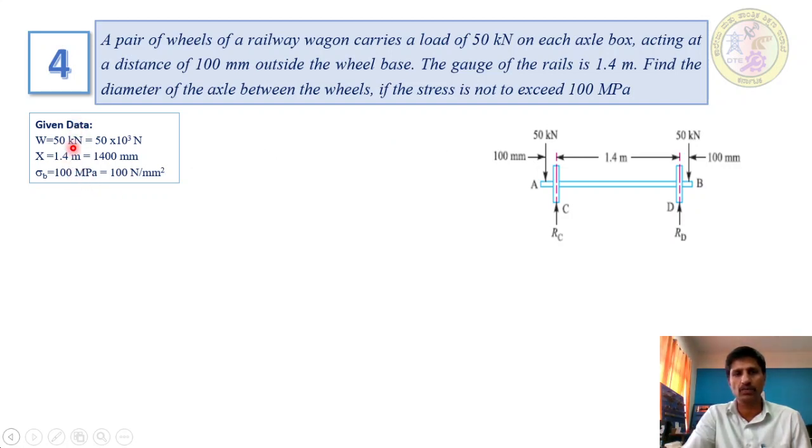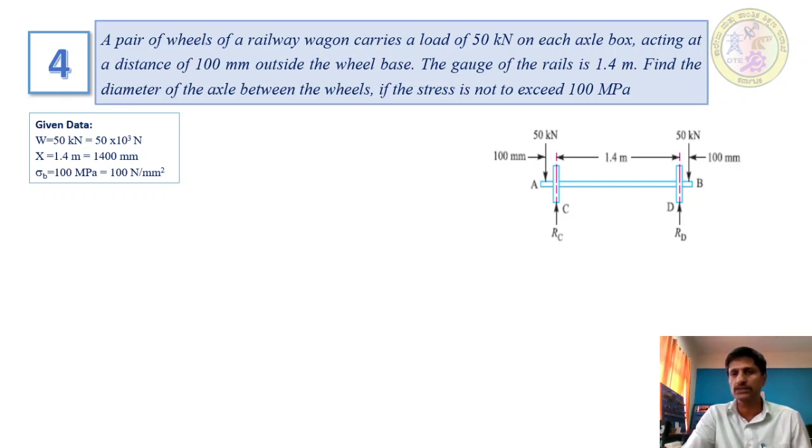Load on each side is 50 kilonewton, and the length of the axle is 1.4 meter, that is from one wheel to another wheel, and the extended length is 100 millimeter on each side. They have given the sigma B value as 100 MPa, which you have to write as 100 Newton per millimeter square. By using this, first we have to calculate the maximum bending moment, then we have to calculate the diameter of the shaft that can withstand the bending moment.